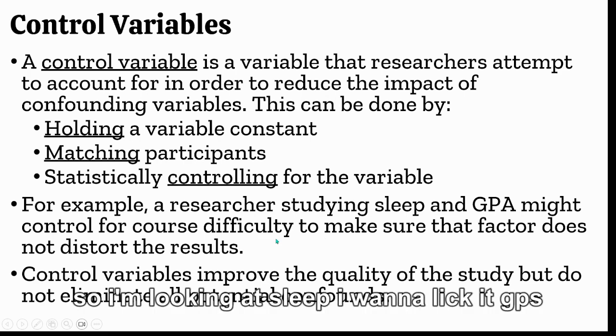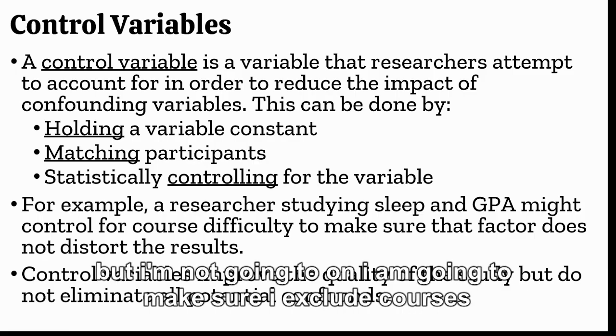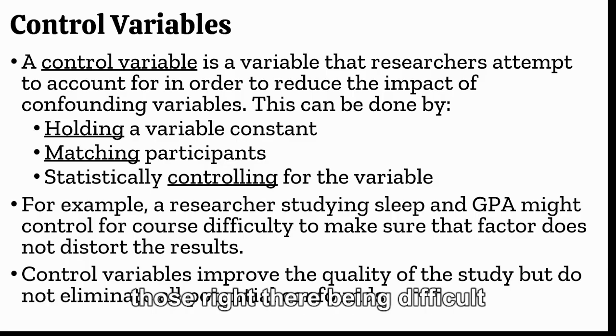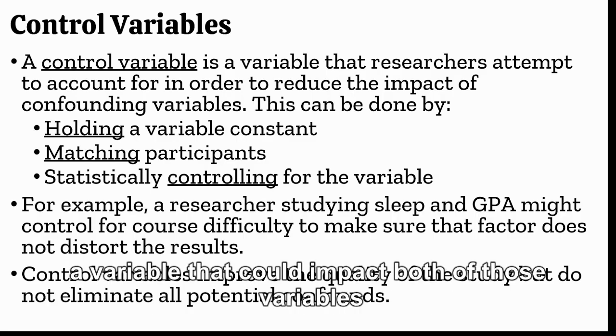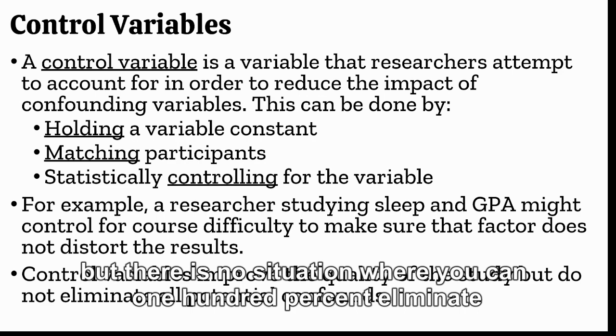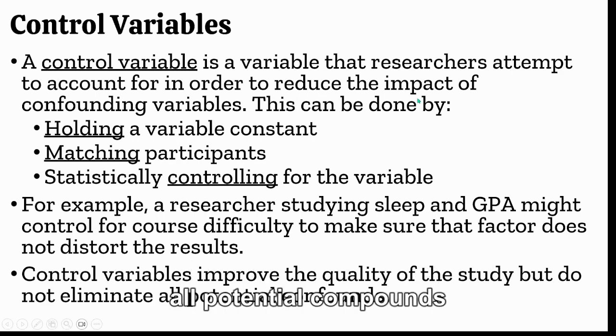So I'm looking at sleep, I want to look at GPA, but I am going to make sure I exclude courses that are extremely difficult, because being difficult is a variable that could impact both of those variables. So a control variable helps you as a researcher improve the quality of your study, but there is no situation where you can 100% eliminate all potential confounds.